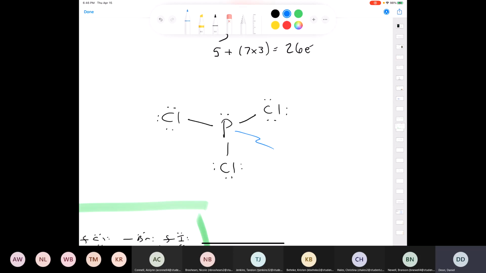Phosphorus is in group 5A. 5 valence electrons, subtract 3 sticks, 2 dots, 0. Each chlorine is identical. 7 valence electrons, subtract 6 dots, 1 stick, 0. No formal charges on any element there. And there we go. I've got a beautiful Lewis structure, and there's nothing wrong with that Lewis structure at all.